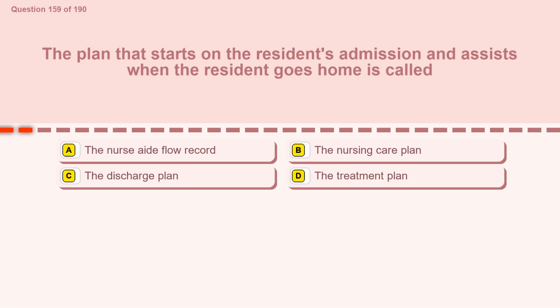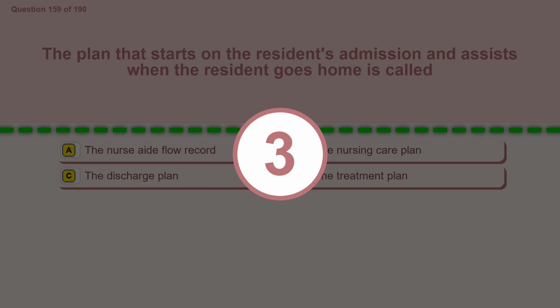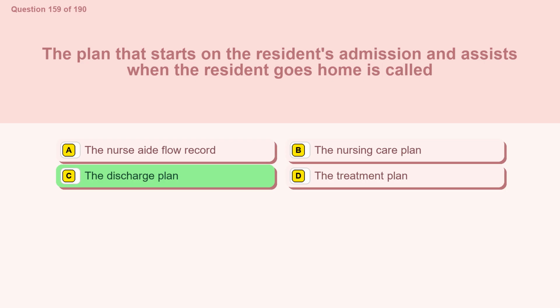Question 159. The plan that starts on the resident's admission and assists when the resident goes home is called: Option A, the nurse aide flow record. Option B, the nursing care plan. Option C, the discharge plan. Option D, the treatment plan. The correct answer is option C, the discharge plan.